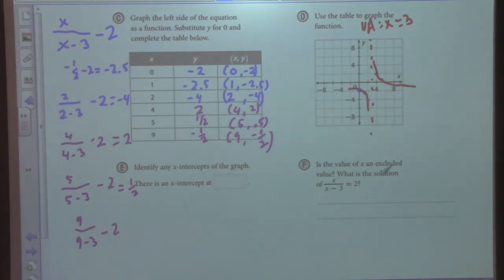So it says, what is the solution? The solution is going to be x equals 6. And sometimes you could say there's an x-intercept at the point 6, 0. And so that's just the solving by graphing method.